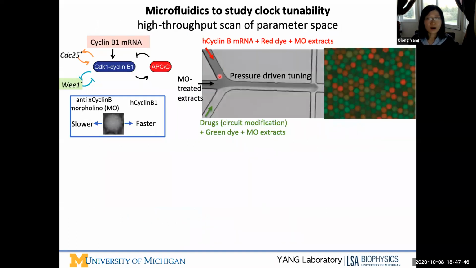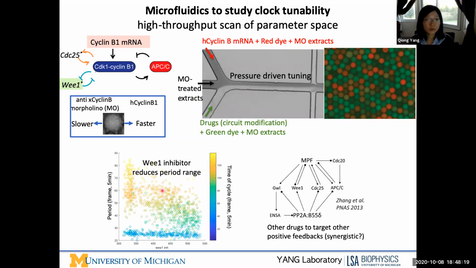So in order to have a high-throughput continuous tuning, we again use the channel tuning. In this case, we use a 3-channel tuning. For one of the channels, we use cyclin B mRNA to tune the clock speed. In another channel, we use a drug, usually a small-molecule drug, that can target a certain clock design. In this case, we use a V1 inhibitor that is supposed to tune the positive feedback strength. If we do it simultaneously, we can hopefully explore the clock topology in relationship with the clock function.